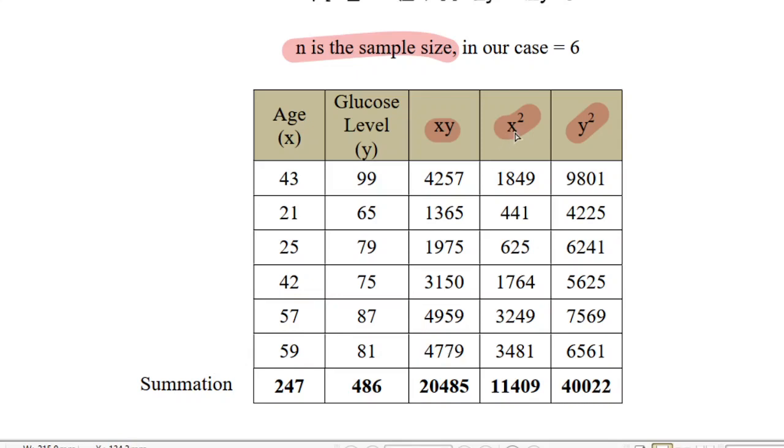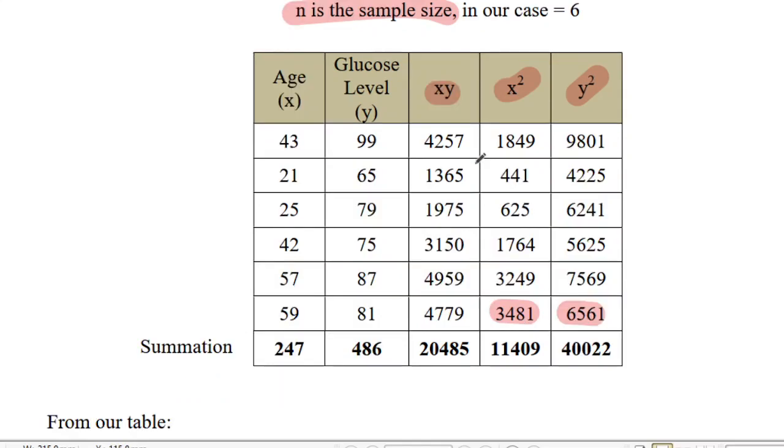After that we calculate x square term. That means 43 into 43, so 1849. 21 into 21, 441. Similarly, 59 into 59, 3481. Next, after that we calculate y square values. So 99 into 99, 9801. 65 into 65, 4225. 81 into 81, 6561.